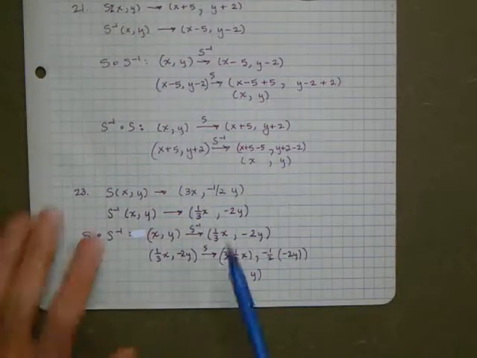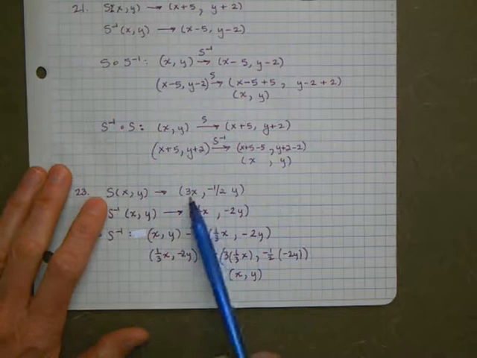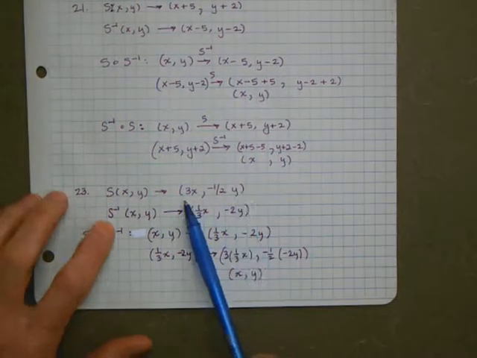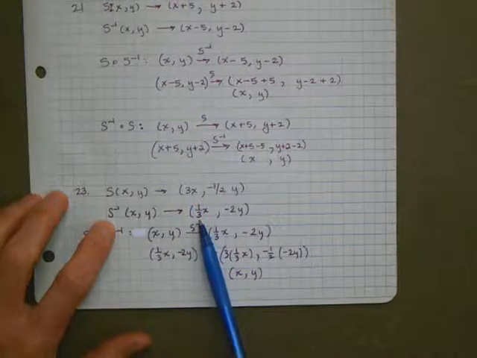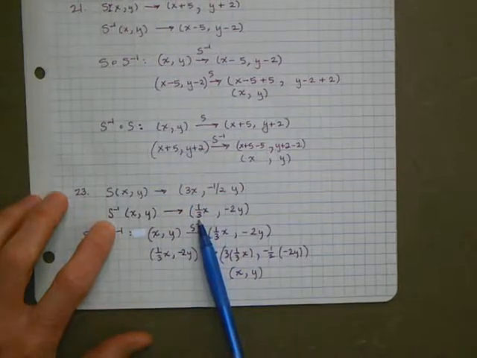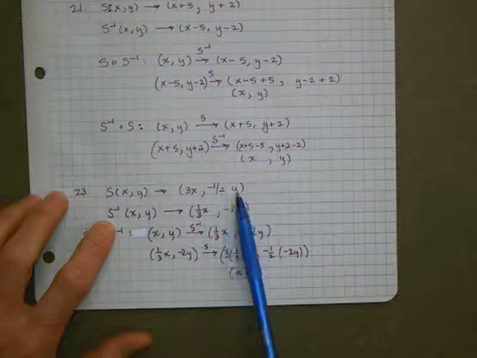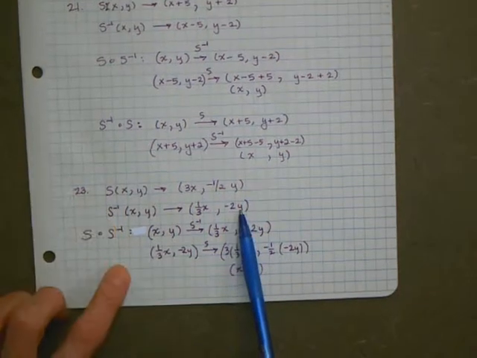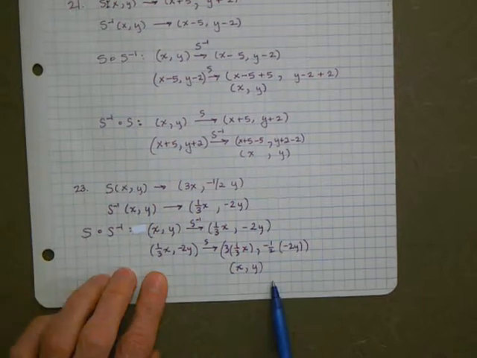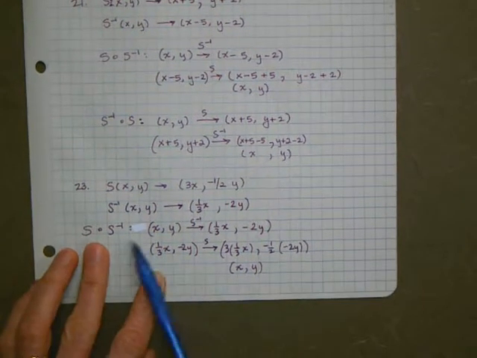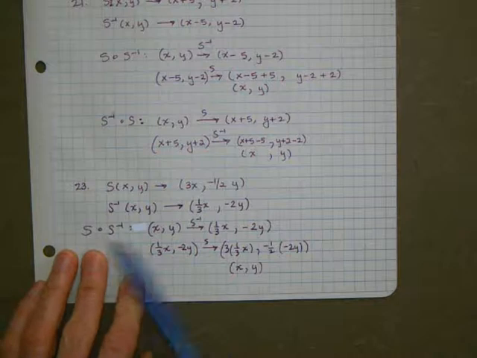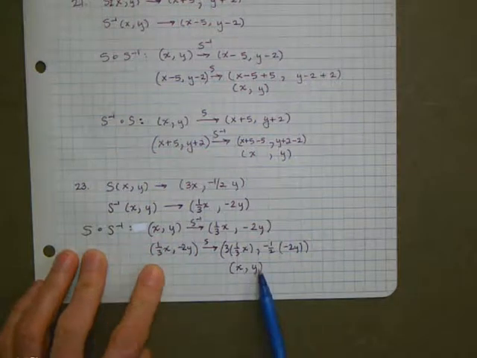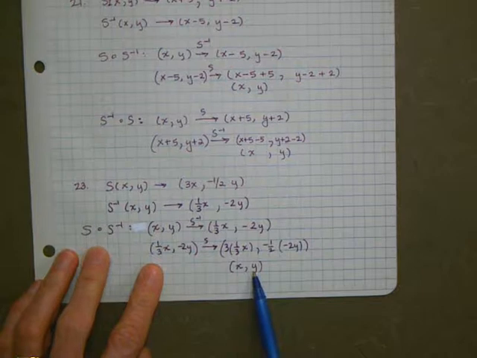For 23, we need to find the inverse of (3x, minus a half y). You can tell if you're multiplying x by 3, the way to get rid of that is divide it by 3, so 1/3 x. Then if I multiply y by minus a half, multiplying it by minus 2 is going to bring y back to itself. Again, I need to check that when I compose my S inverse with S, I take (x, y) to (x, y). So that's good, and you can see the work there.